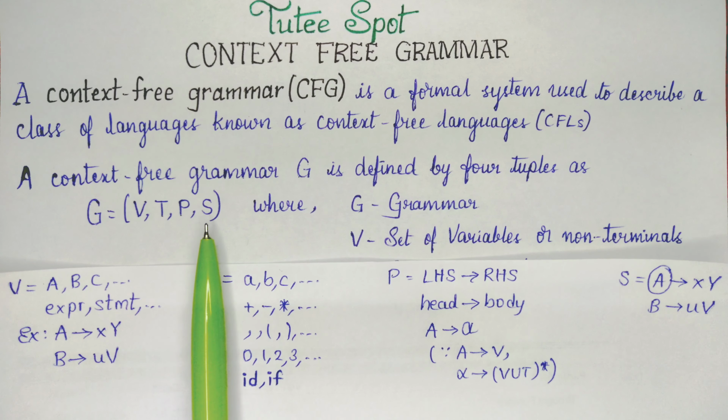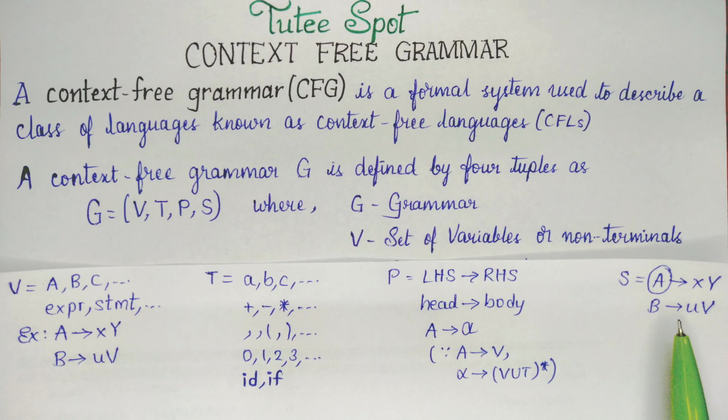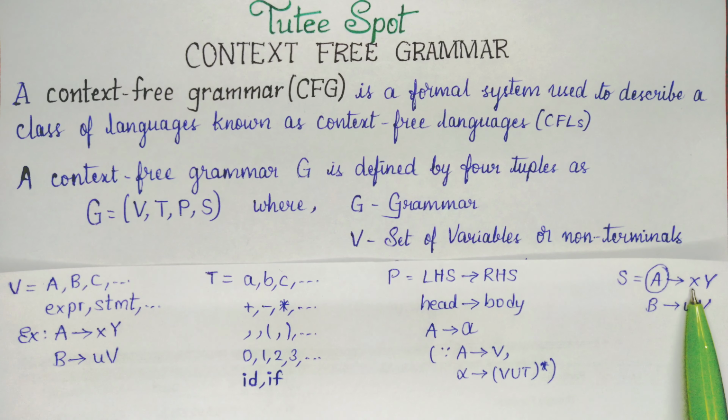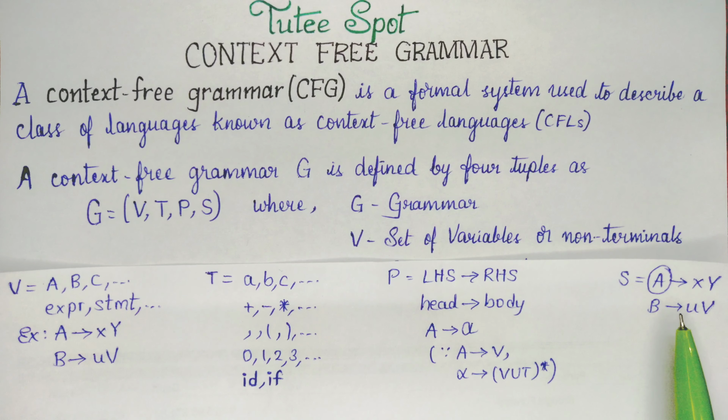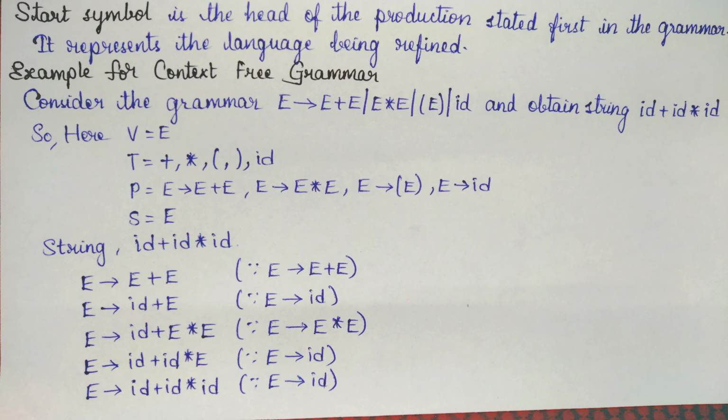Next, S is the start symbol. It is the head of the production stated first in the grammar. Suppose consider productions, for example, A produces small x capital Y and B produces small u capital V. So here A will be the start symbol. Let's see the CFG with an example.